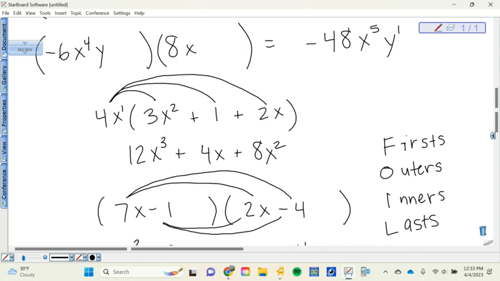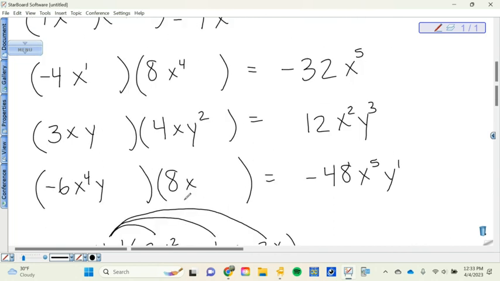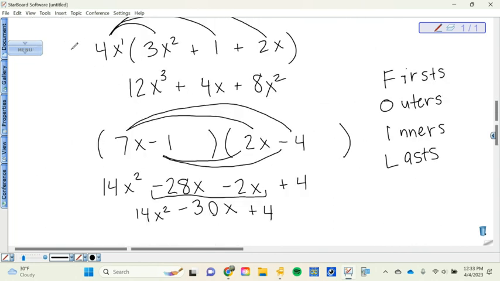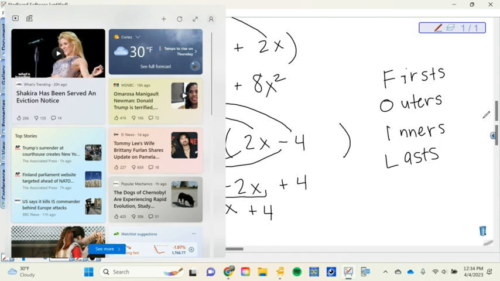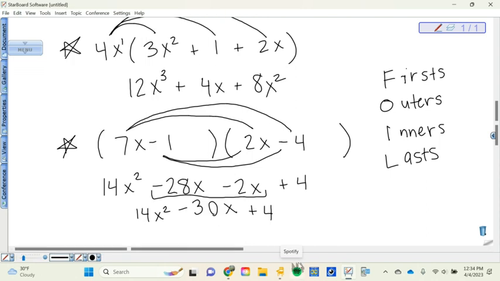Both sides. So the front side is like this first one we did. The second side is like this second one.